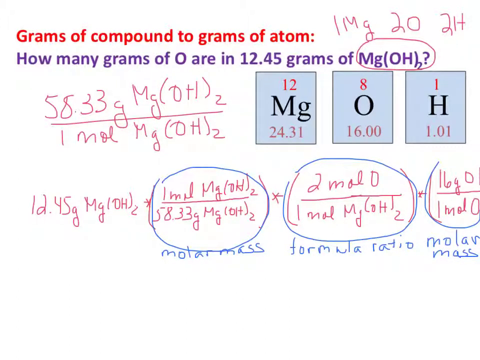Note how the units cancel out. Grams of magnesium hydroxide are on the top and bottom here, so they cancel out. Moles of magnesium hydroxide are on the top and bottom here, so they cancel out. And moles of oxygen are on the top and bottom, so they cancel out. What we're left with is what we're seeking, grams of oxygen. So our units are grams of oxygen, and when we put all this into our calculator, we determine that we have 6.83 grams of oxygen.